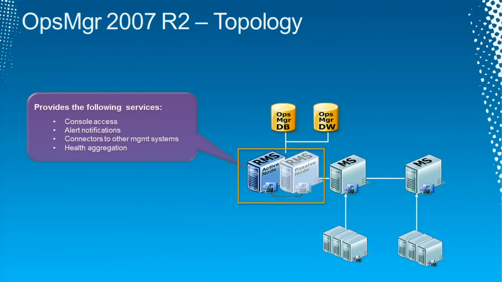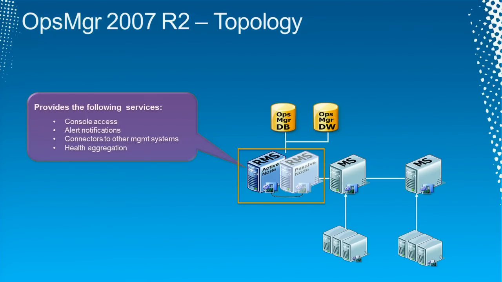So our operator consoles and our web consoles all connect to the SDK service that we have on the root management server. Our alert notifications: if our root management server goes down, we lose some of our alert notifications. Also, connectors to other management systems. If we're connecting to another management group or to a heterogeneous platform, and we lose that RMS, we lose that connectivity, so it's very important.